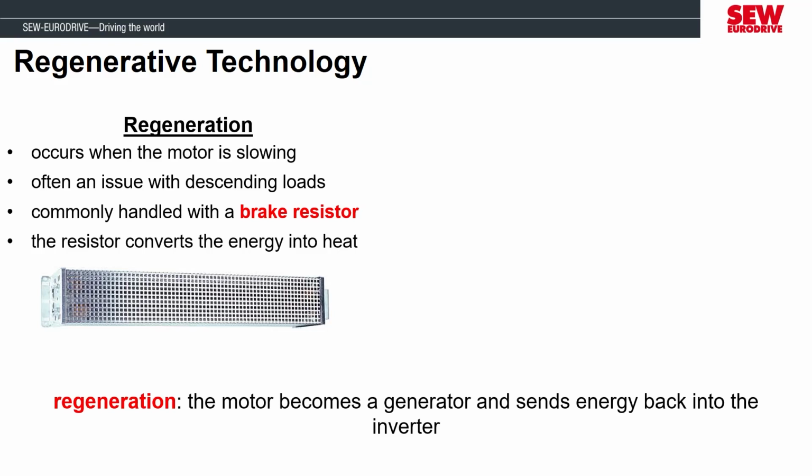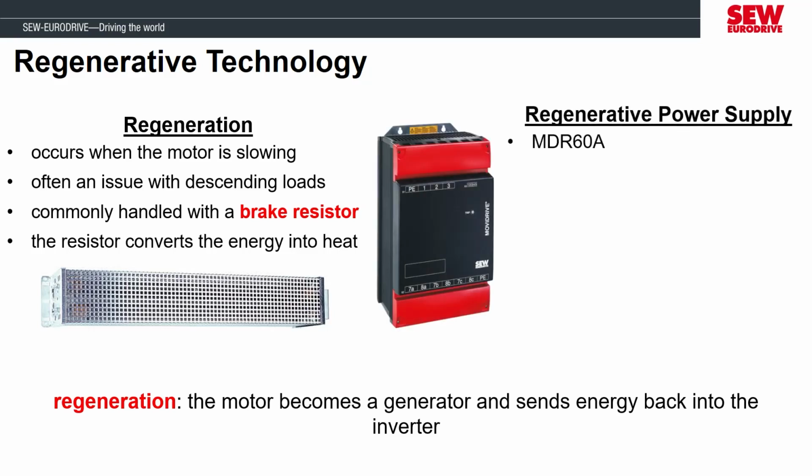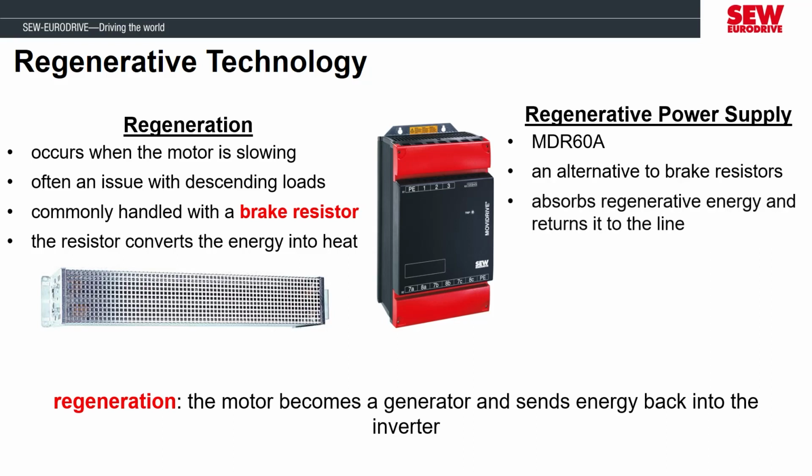Even though the brake resistor is the easiest and most common way to handle excess energy, it is fairly wasteful. So there's an alternative where we can send the excess energy over to a regenerative power supply we call the MDR60A. This is essentially a bank of capacitors that can absorb a lot of energy and return it to the power supply line or temporarily store it for the inverter to use in another travel cycle.